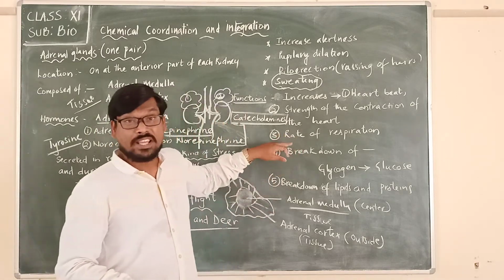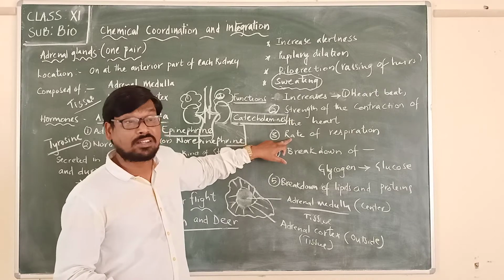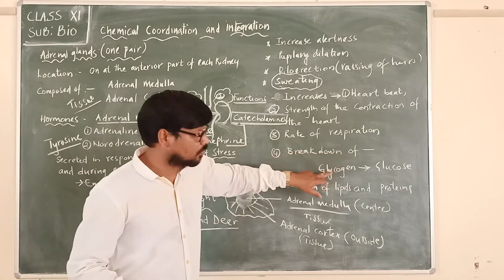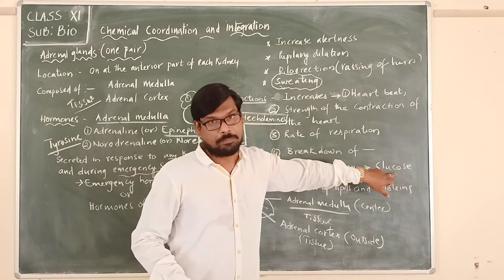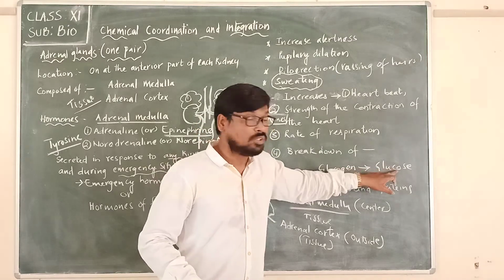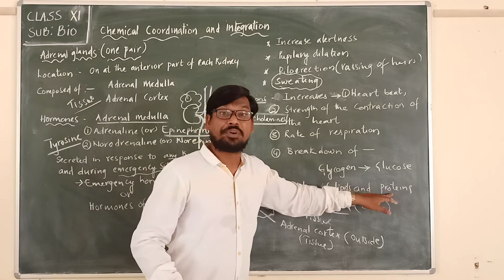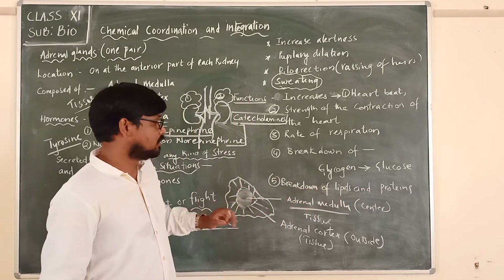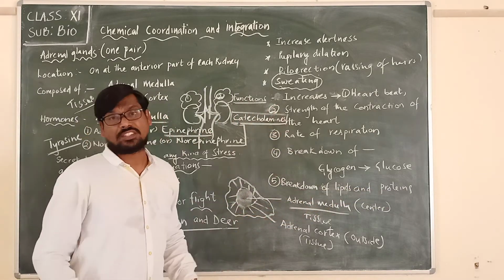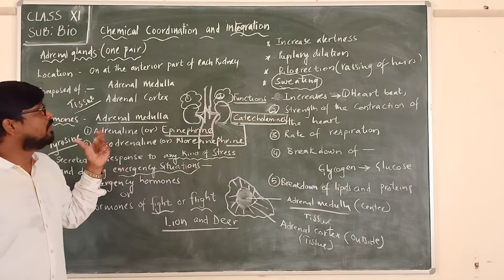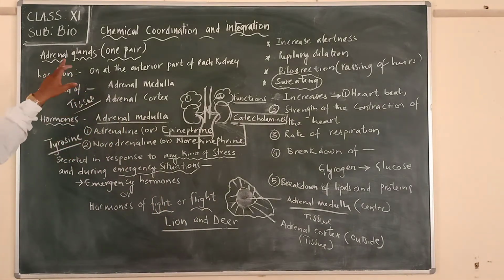And these hormones will also increase the rate of respiration, the breakdown of glycogen into glucose in the blood, and also the breakdown of lipids and proteins. These are the important functions that we should keep in mind when we are discussing the adrenal gland. So here we have learned about the adrenal gland, where it is present on each kidney.